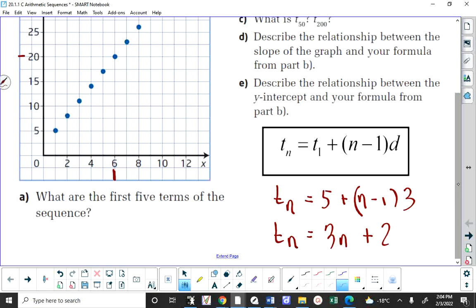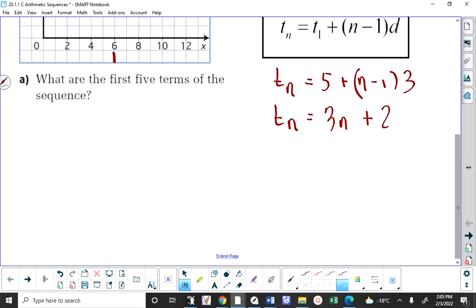Question D, and I know you asked about E. Question D is saying, what's the relationship between the slope of the graph and your formula? And the answer is, this is the slope. This goes back to y equals mx plus b, where the coefficient of x is the slope. And since we don't have x and y, we have n and Tn, the coefficient of n is the slope.